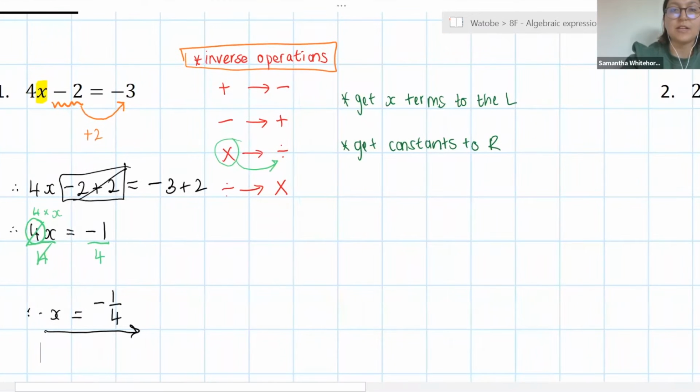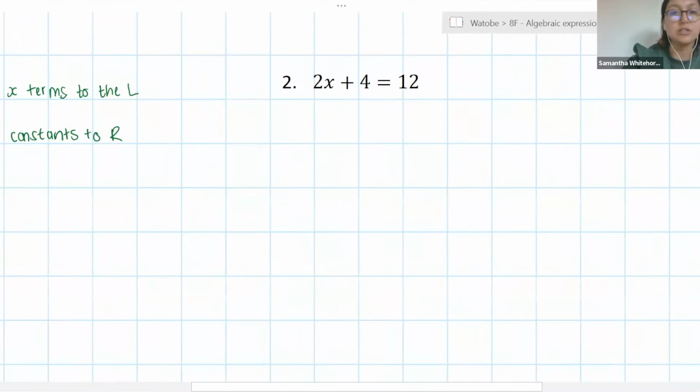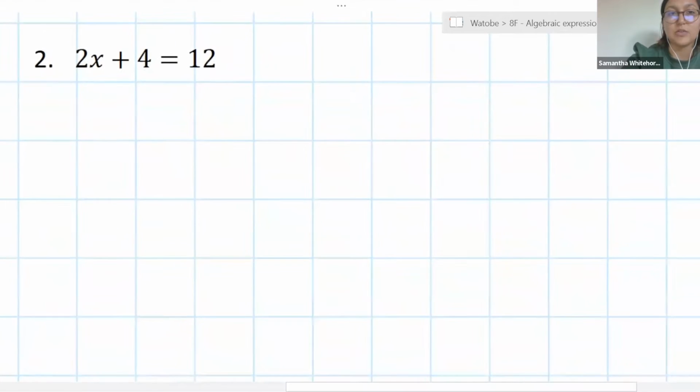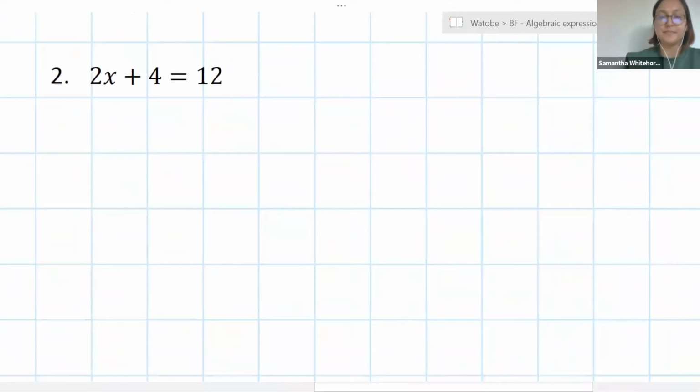And if you get a fraction answer, don't panic. Sometimes fractions are just what the answer is. That's okay.